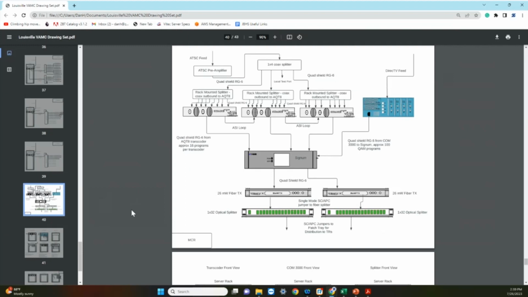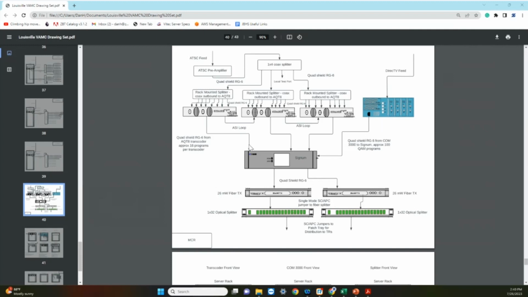All right, so the first thing we're going to do. This one was a complicated head end, just full transparency for everybody. That's not what most of these look like. This is a more complicated system than what we'll traditionally end up doing. They had OTA feeds coming in, so they want to do local channels. All those local channels are going to feed into a Blonder Tongue AQT8 for OTA to QAM transcoding. And then the current service provider is DirecTV, so we have DirecTV coming into COM 3000.